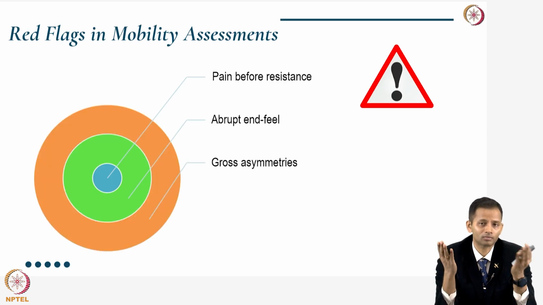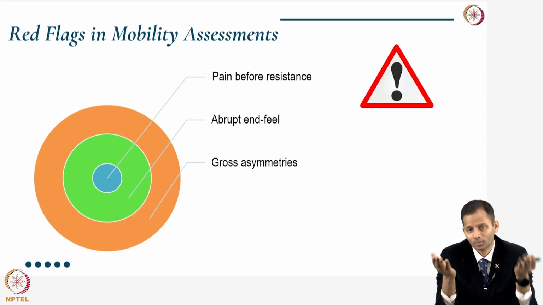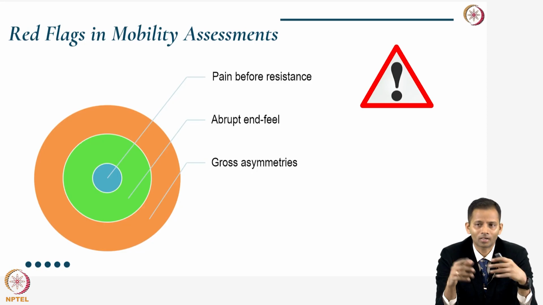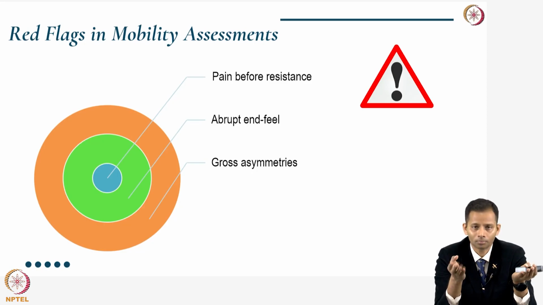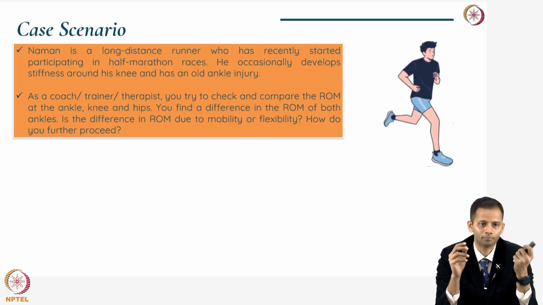If you assess, as we said, assessment needs to be done on both sides. When you compare them, see if the asymmetry is very gross. Generally, less than 10% is considered okay if it is asymptomatic. But if an athlete has some symptom, even with 10%, you can think of asymmetry as a reason as well. But gross asymmetry is a red flag sign.